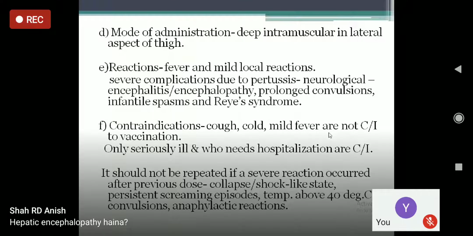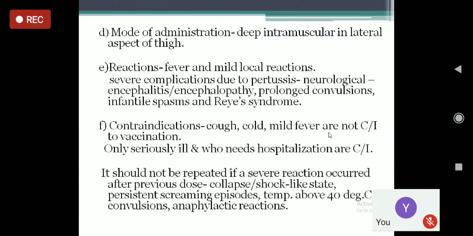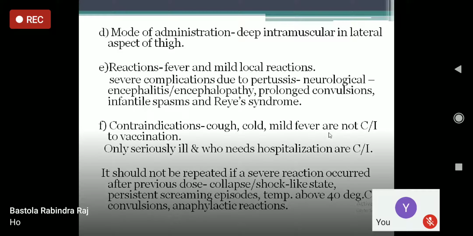you can give the vaccine. Mild cough, cold, and fever are not contraindications to any vaccination. You have to keep this in your mind.